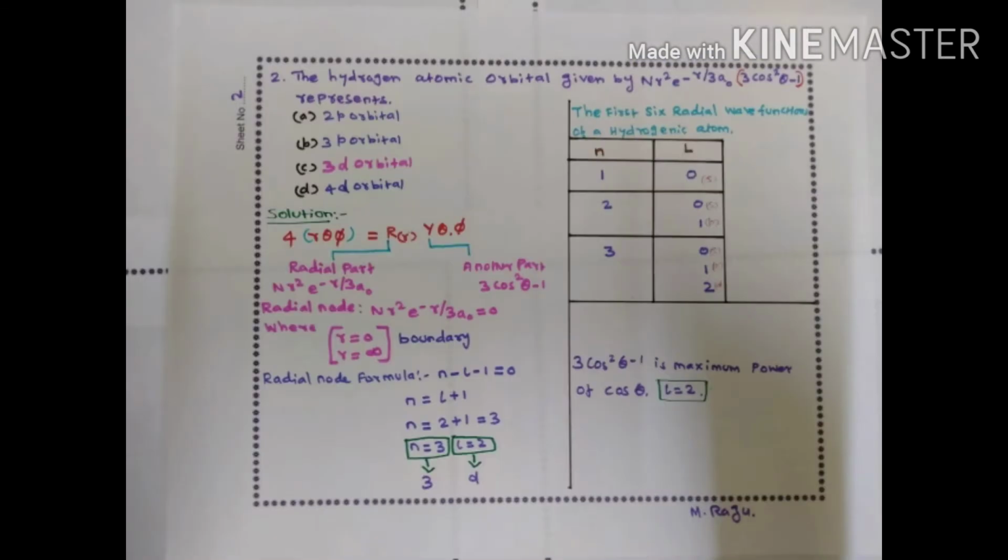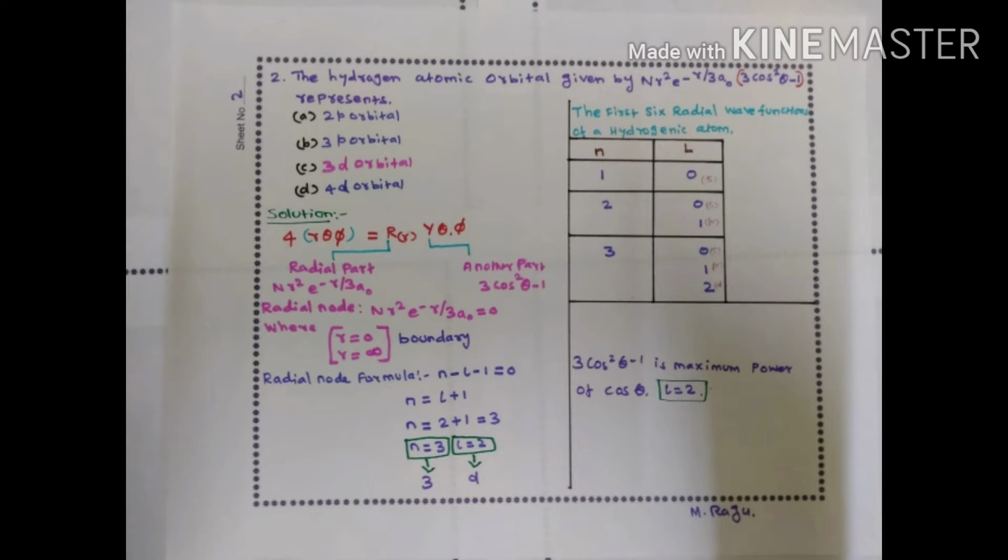Next, question number 2. The hydrogen atomic orbital given by n r square e minus r divided by 3a0 times 3 cos square theta minus 1 represents. This question is based on quantum mechanics.